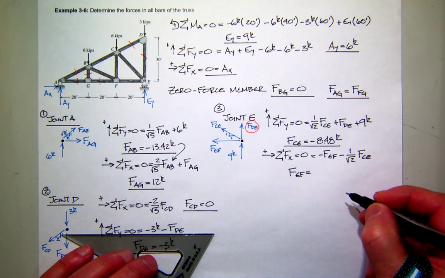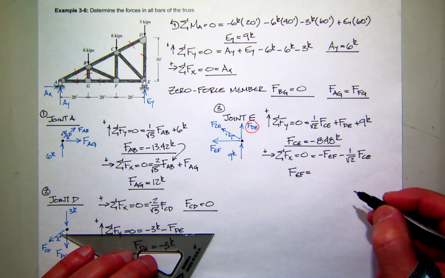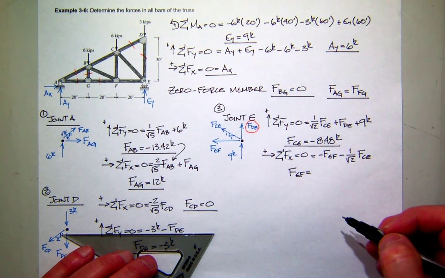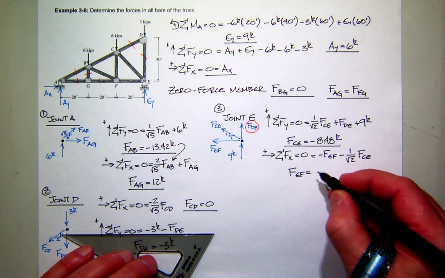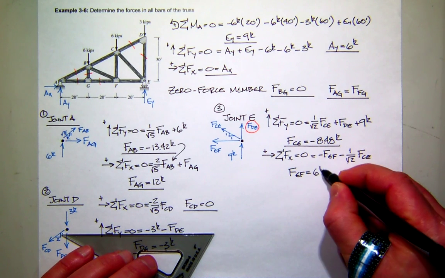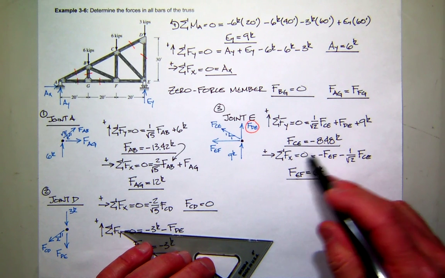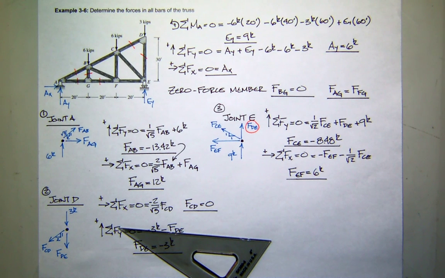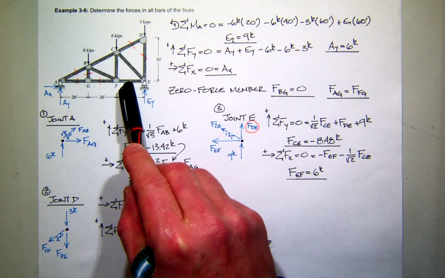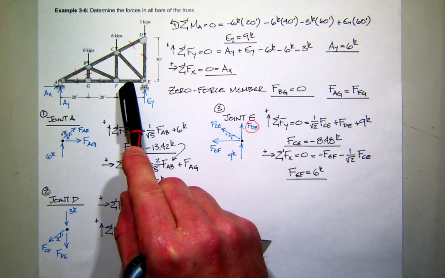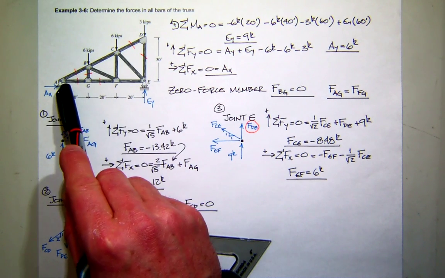FEF is going to be 6, the same number you just got divided by the square root of 2? Yes. And it's positive. CE was negative. That makes this positive. Does it make sense that EF would be positive? Positive is tension. And I think you'll find with all the loads acting down in gravity that all the bottom chord elements should be in tension.